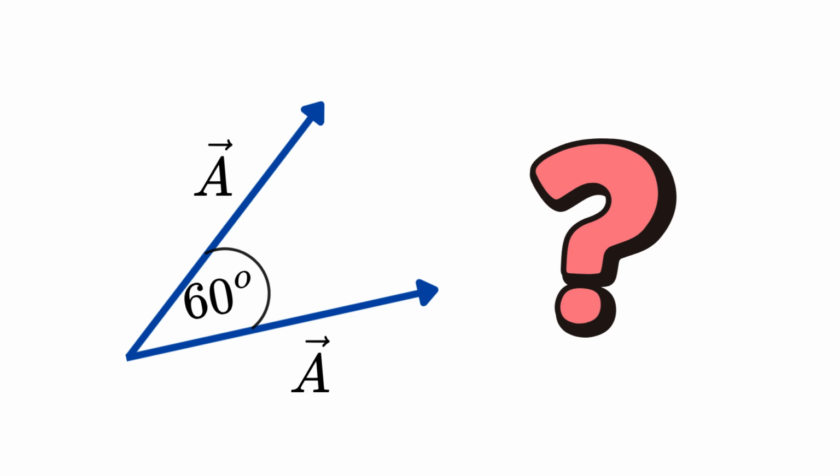Given two vectors with the same magnitude, A, and only 60 degrees apart. Most people guess the answer and very few derive it correctly. In this video, let us solve it cleanly in a step-by-step approach.